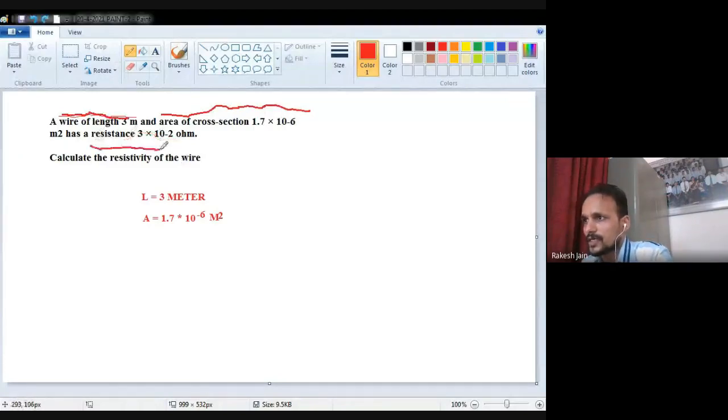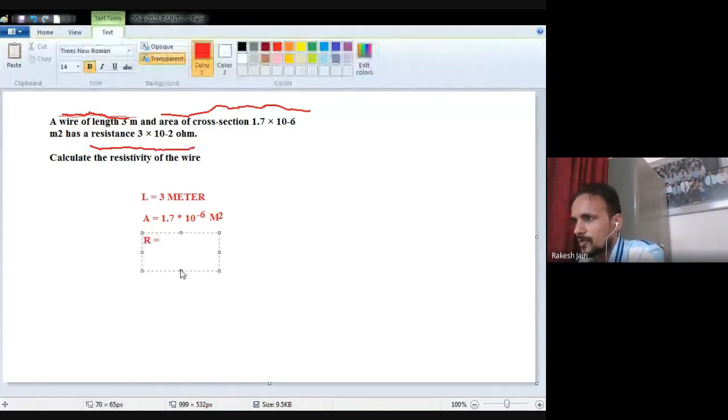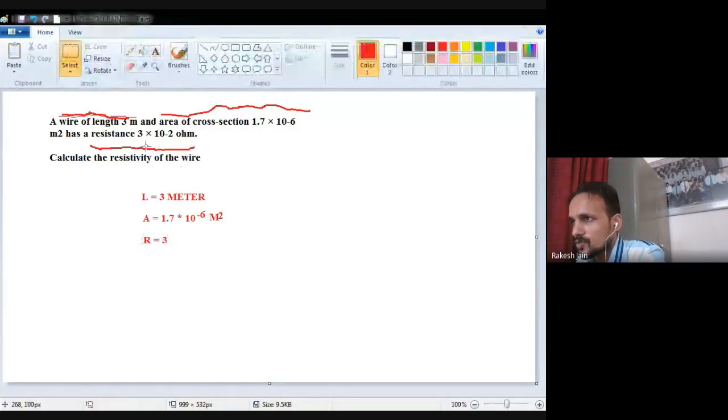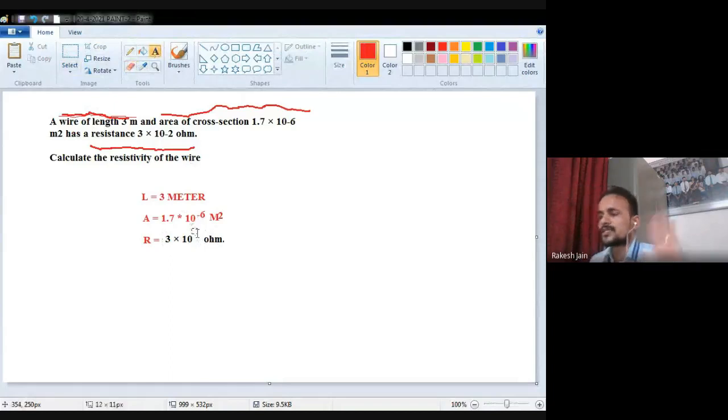So we know that the resistance is always given as R, which is equal to 3 multiplied by 10 to power minus 2 ohm. I just copy and paste here. It is not directly 3 multiplied by 10, that is, this is actually 3 multiplied by 10 to power minus 2. Three parameters are given, and the question says, what is the resistivity of the wire.